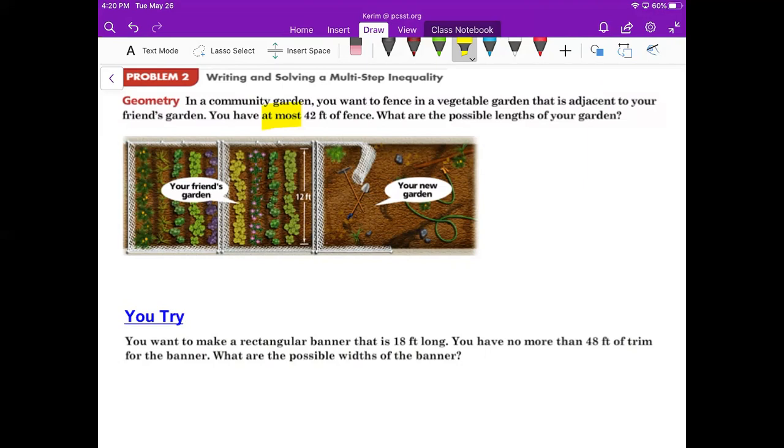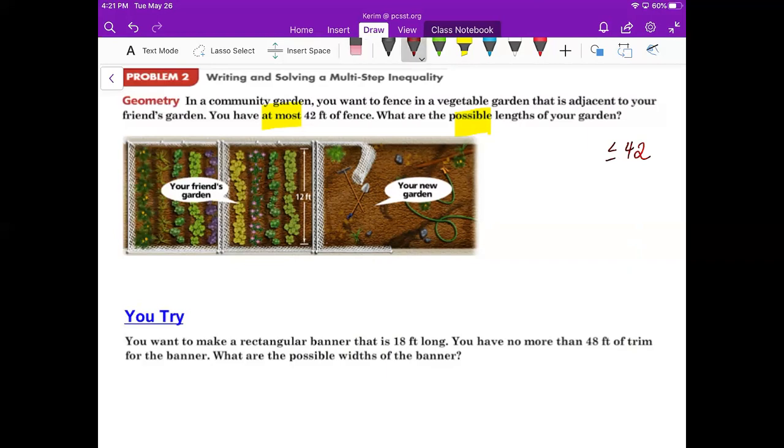So what are the possible lengths of your garden? Let's look at this one. As I said, at most means the maximum that you can go. So that means I have 42 or less. Whatever I'm going to do is going to be 42 or less, okay? So let's decide what I'm going to do with that line over there. Let's get rid of that and then figure out what we're going to put there.